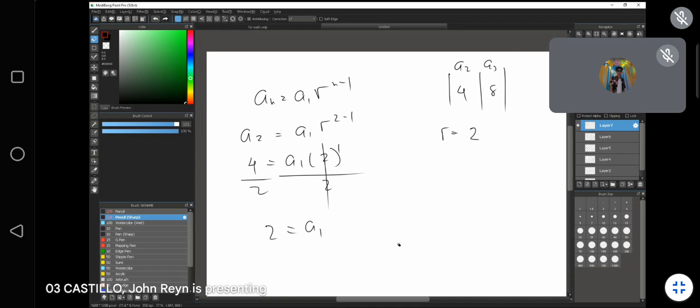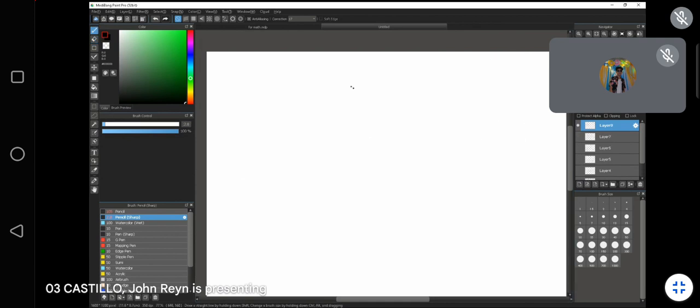Okay, so we'll be going to the last one. So what if our sequence, let's say a sub 1, let's use 2 again. Then we also have, let's just put it on the extreme, a sub n, which is 18. So we don't know the value of n. So we'll try to solve for the value of n.